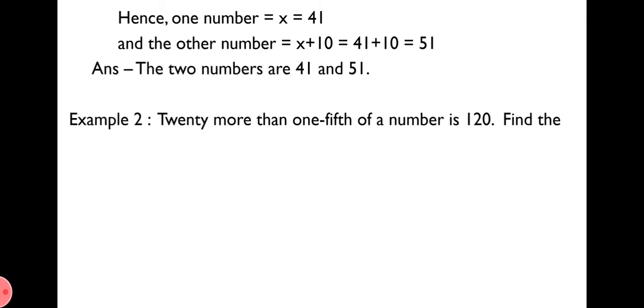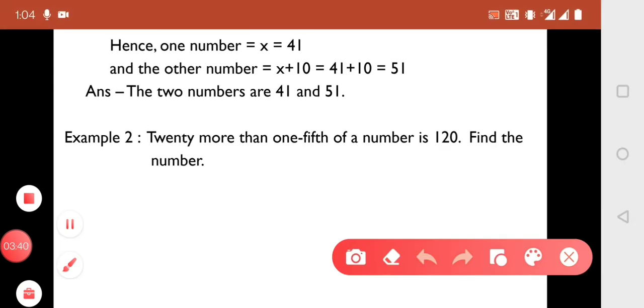So example number 2: 20 more than 1/5 of a number is 120. Find the number. So it is given that 20 more than means we have to add. So 20 more than what? 1/5 of a number. We don't know what the number is, so we will suppose it as a variable. So 1/5 of a number means 1 upon 5, whatever variable we select, that variable we have to take. So we have to write 20 more than 1/5 of the variable, that is equal to 120. So let's see the solution.